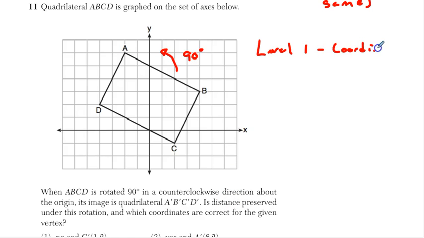Coordinate. What am I talking about? Level 1 is transformations, losing it. Okay.